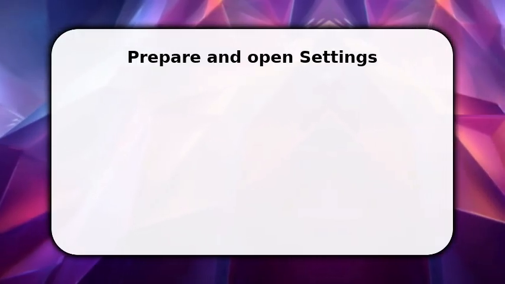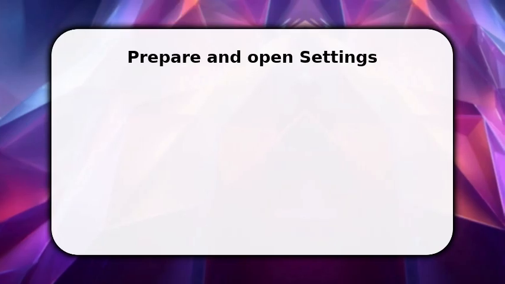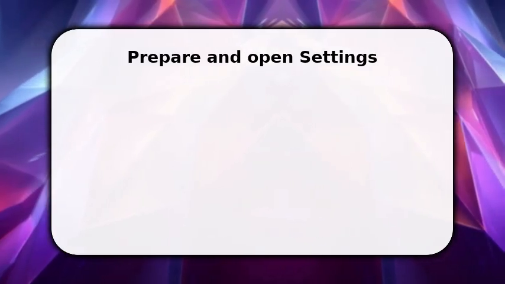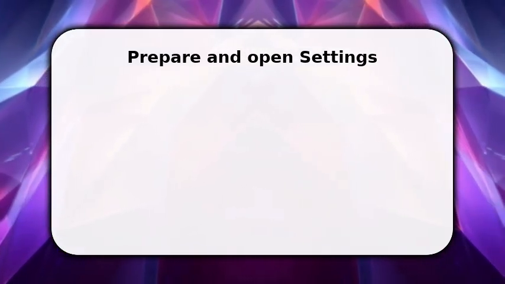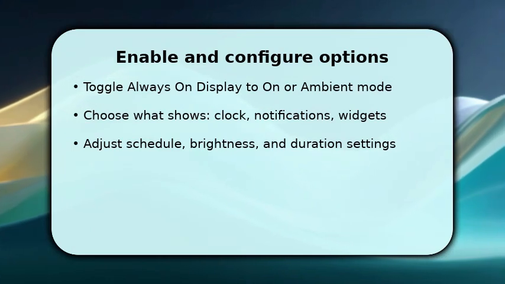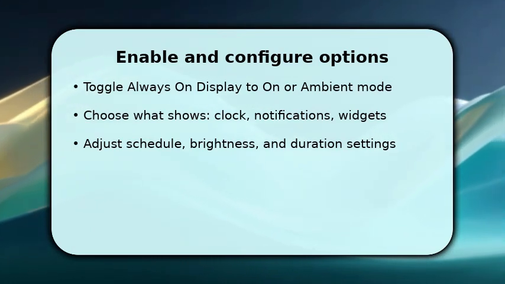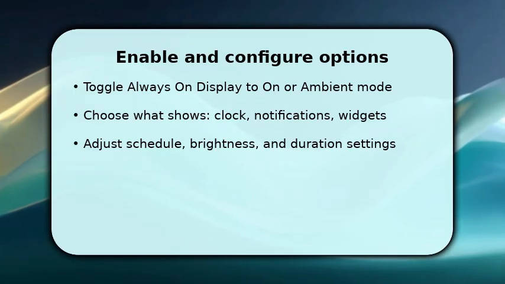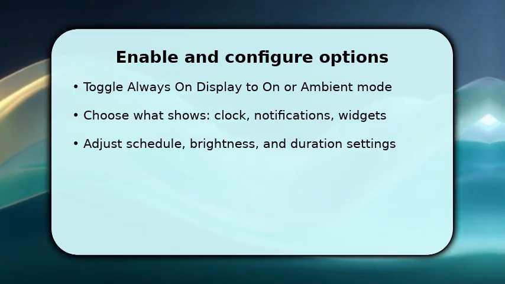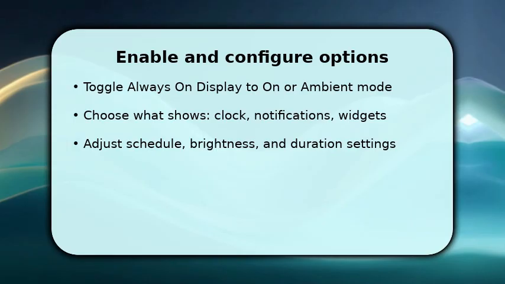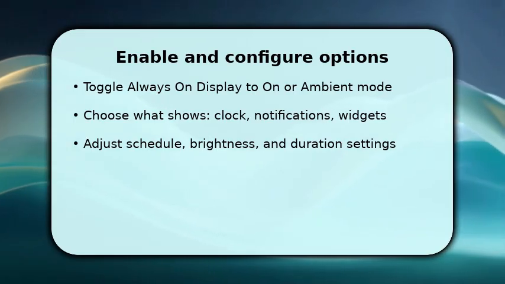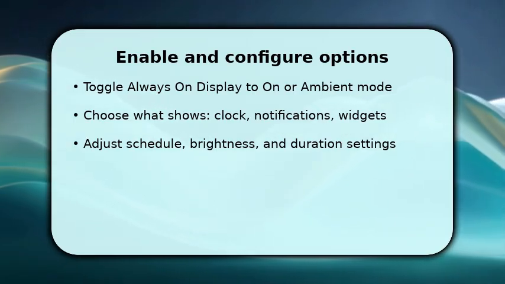Once in Display, look for Always on Display, Ambient Display, or Lock Screen options so you can make the first change. You now enable the feature by flipping the Always on Display or Ambient toggle. This activates the basic behavior. After that, configure what appears: a clock, notifications, or minimal widgets, because fewer items save battery.